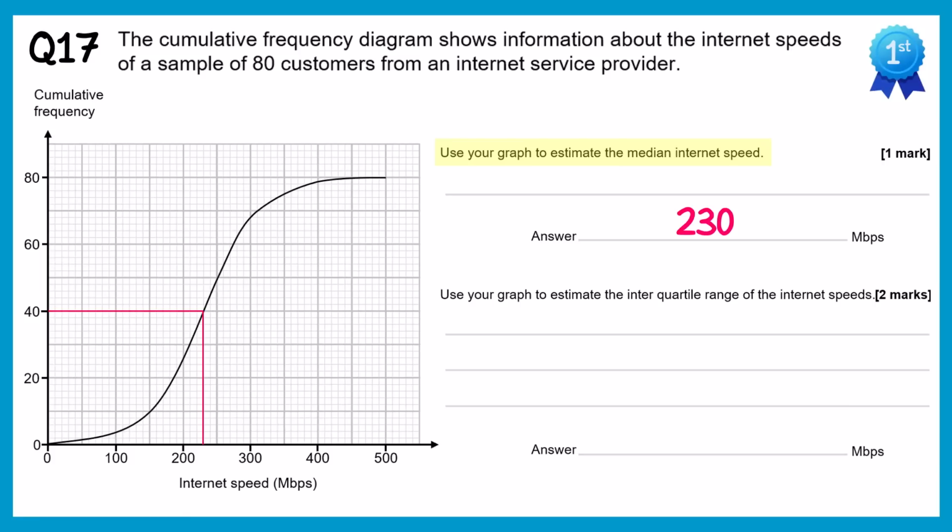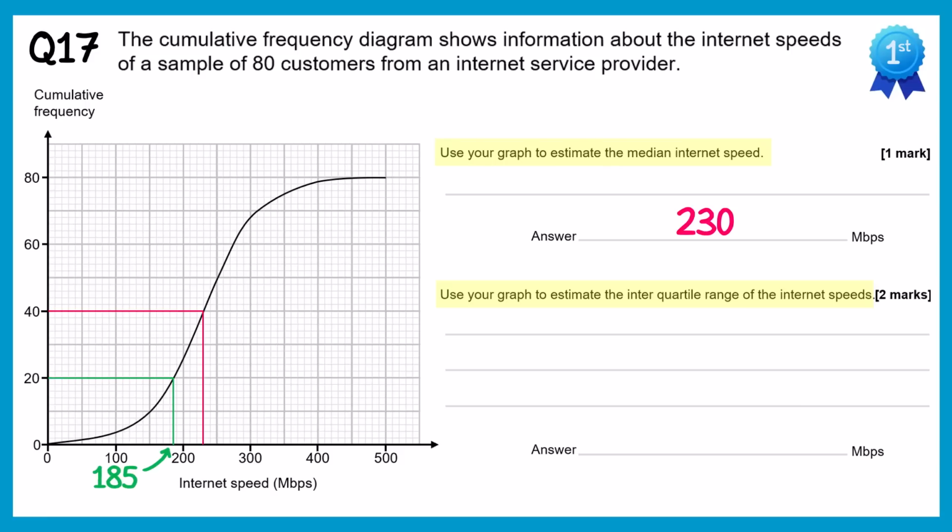For the second part, we need to use the graph to estimate the interquartile range. To do this, we need to work out the upper and lower quartiles. To find the lower quartile, we would go 1/4 of the way up the cumulative frequency, and 1/4 of 80 is 20. So we find 20, go across to the curve, and then down, and read off this value here. This one is at 185.